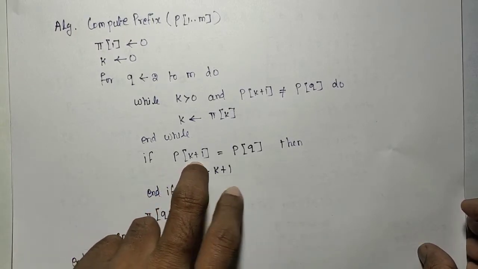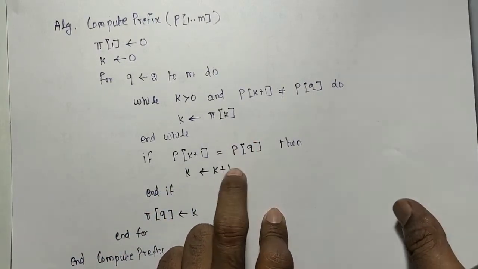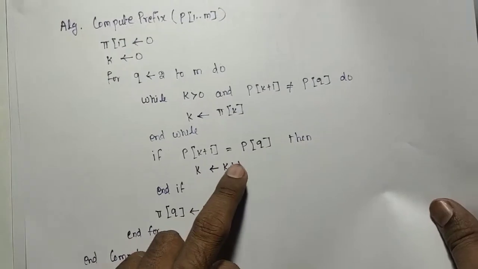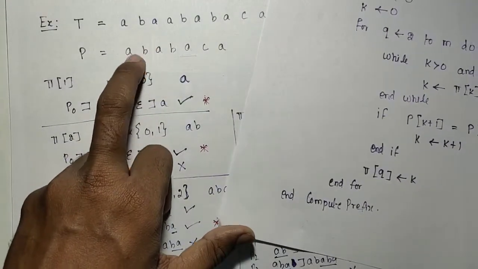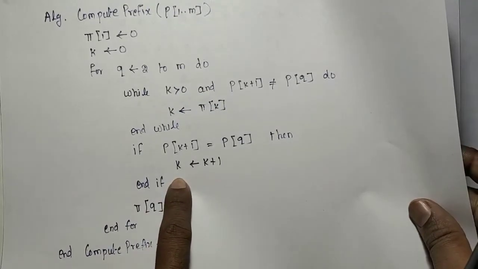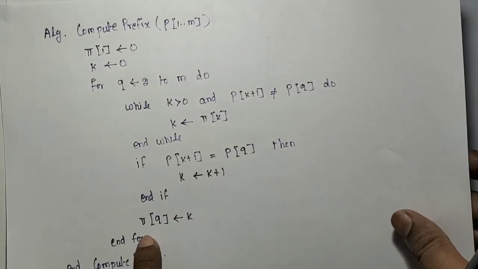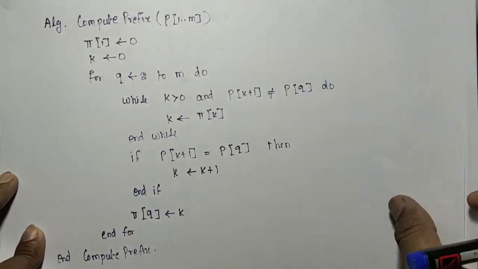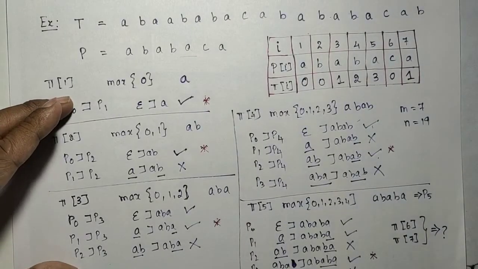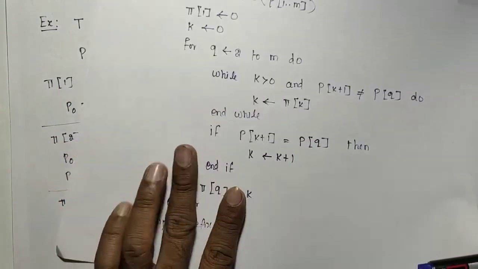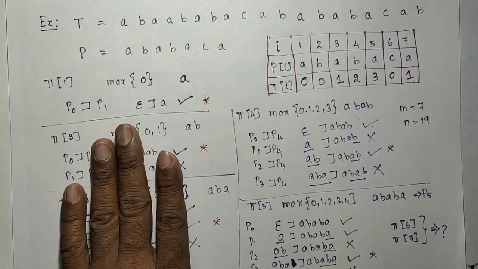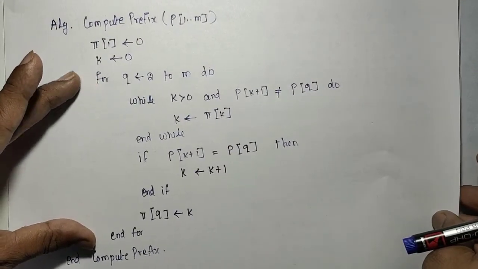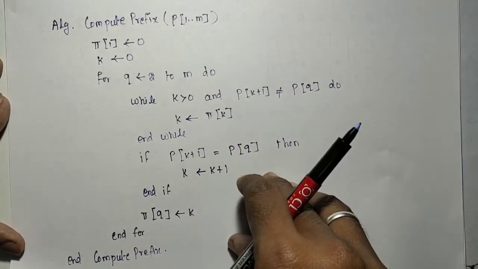In that, it will check whether the next character matches with the qth character. That is, the next character, k plus 1, is matched with the character at q equal to 2. If A is matched with this one, then K will get incremented. That K will be finally updated as pi of q. So this is the algorithm for computing the prefix. If you trace this algorithm as it is, you will get the same result. That procedure is what is written in terms of the algorithm, so you go through this algorithm and try to understand.